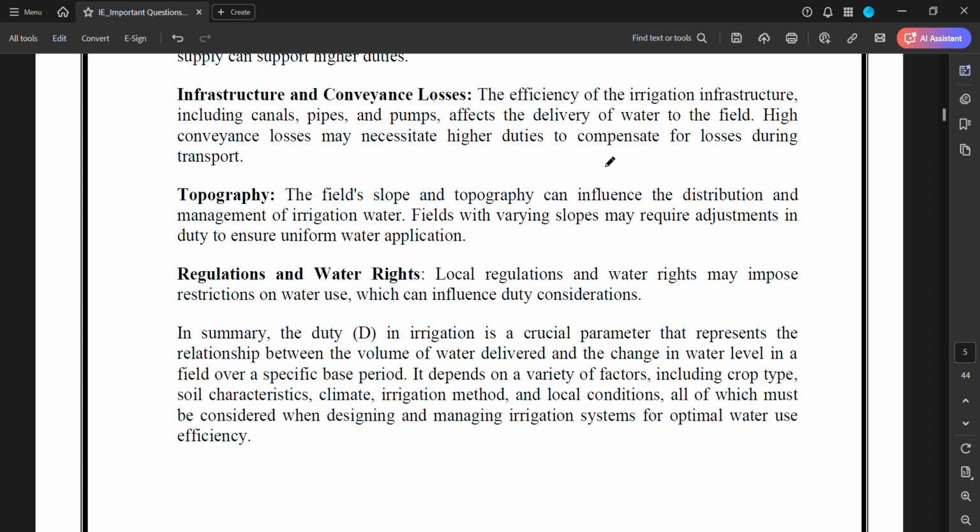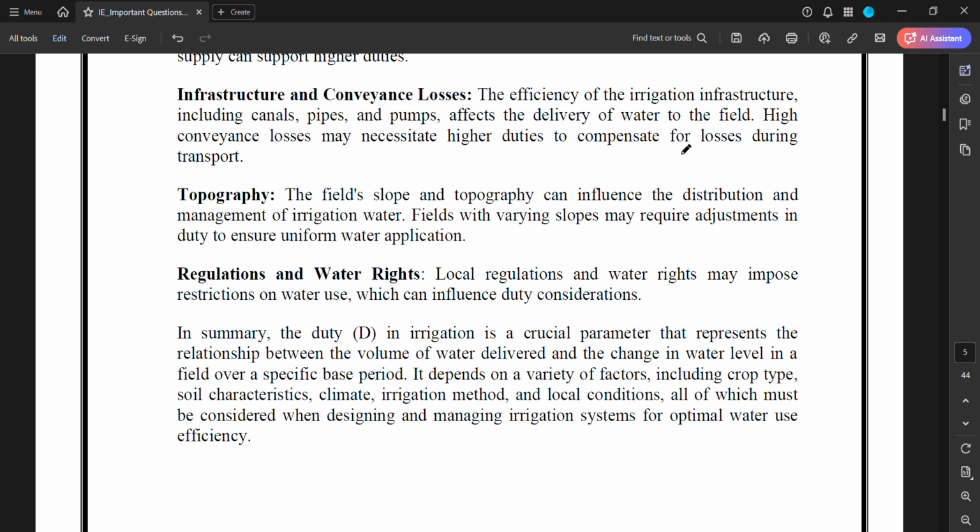Infrastructure and conveyance losses. The efficiency of the irrigation infrastructure, including canals, pipes, pumps, affects the delivery of water to the field. Higher conveyance losses may necessitate higher duties to compensate for losses during transportation. Next is the topography. The field slopes and the topography can influence the distribution and management of irrigation water. Fields with various slopes may require adjustments in the duties to ensure uniform water application. Regulation and water rights. Local regulations and water rights may impose restrictions on water use which influence the duty considerations.